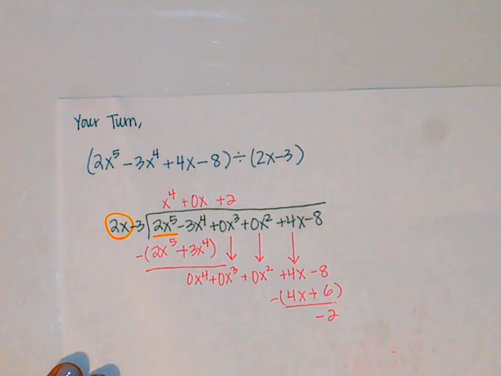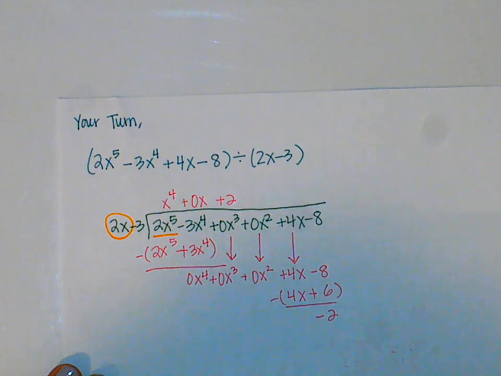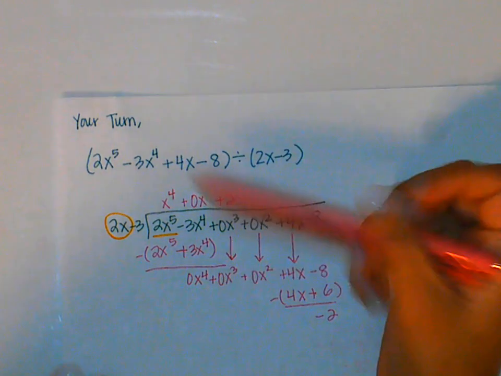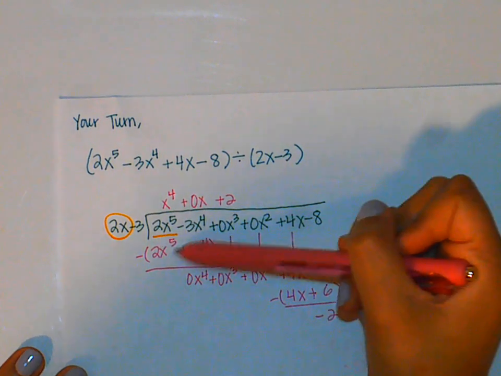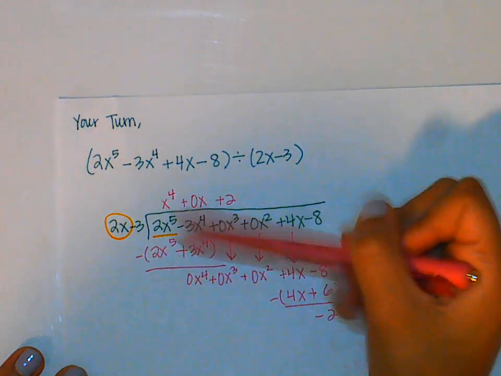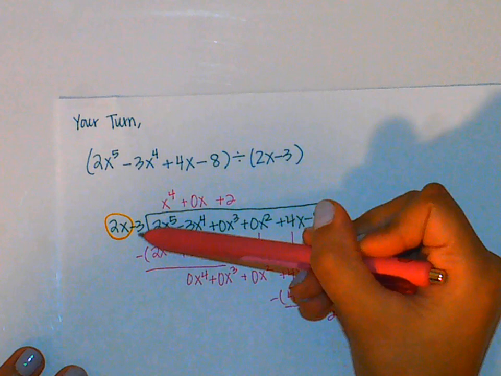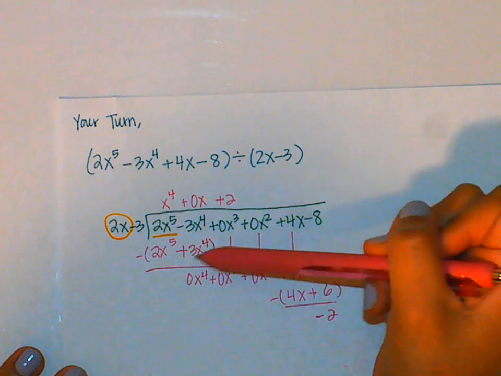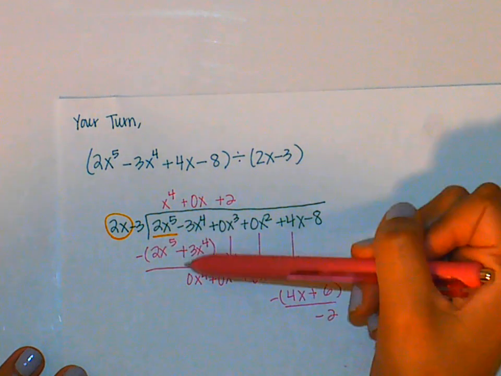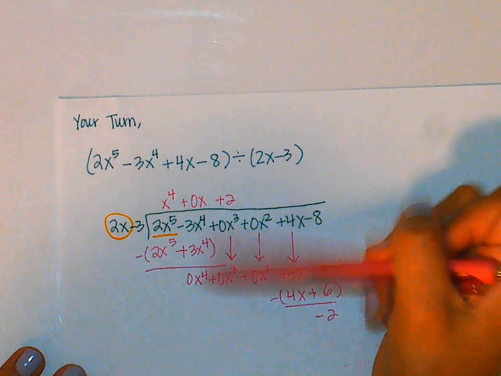Okay, so this one was actually really short. Now, you may have started and you may have thought that you were doing something wrong. So let's just go through it. I got my 2x to the power of 5. When I multiplied, I got minus 3x to the power of 4. But since I'm subtracting, I multiply that in and it turns into addition, which goes to 0.